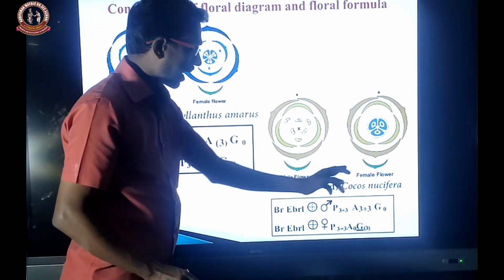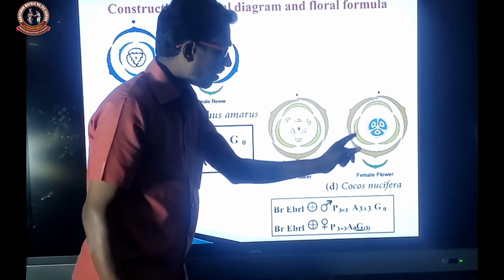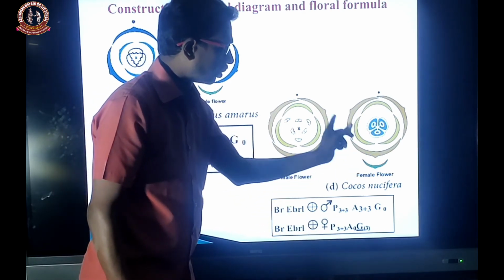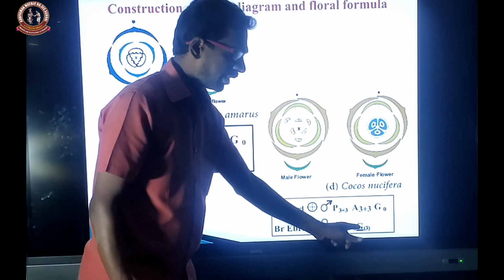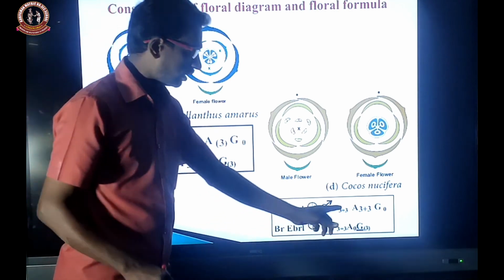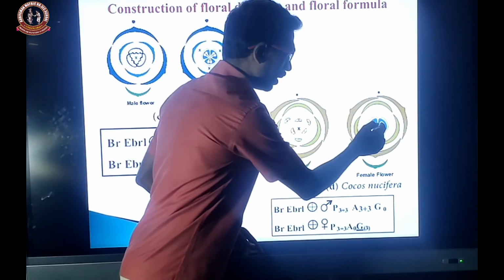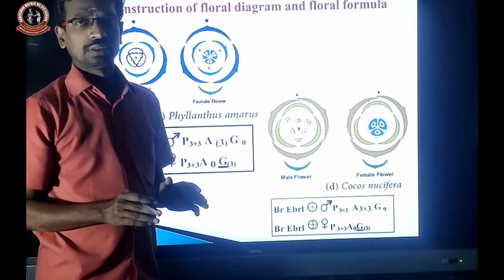And female flower: bracteate, ebracteolate, actinomorphic, female flower because the androecium is absent. Perianth totally 6, 3 plus 3, 2 whorls, androecium is absent. Gynoecium, the G represents the gynoecium. We can put the line below the G, so it's a superior ovary, 3 carpels, 1, 2, 3. The carpels are united, syncarpous.